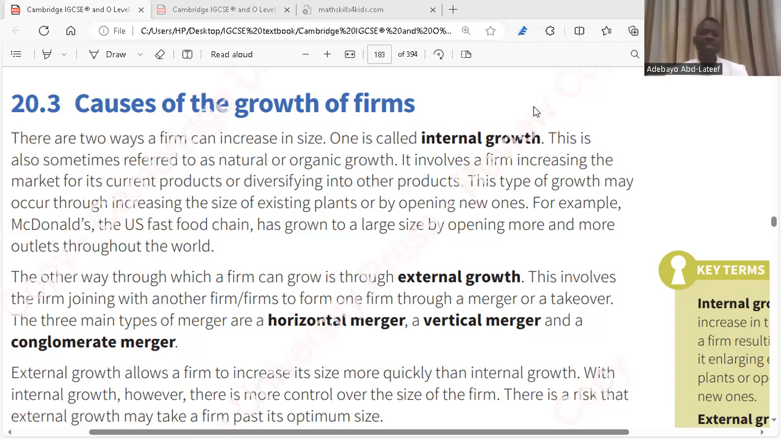The other way through which a firm can grow is through external growth. This involves a firm joining with another firm or firms to form one firm through a merger or takeover. When we talk about external growth, it means firm A and firm B coming together to become one. Do you get the point here? Yes. So there is one called merger and takeover.